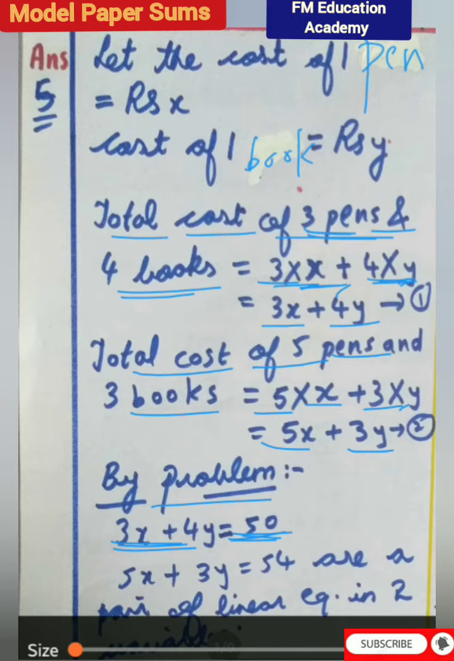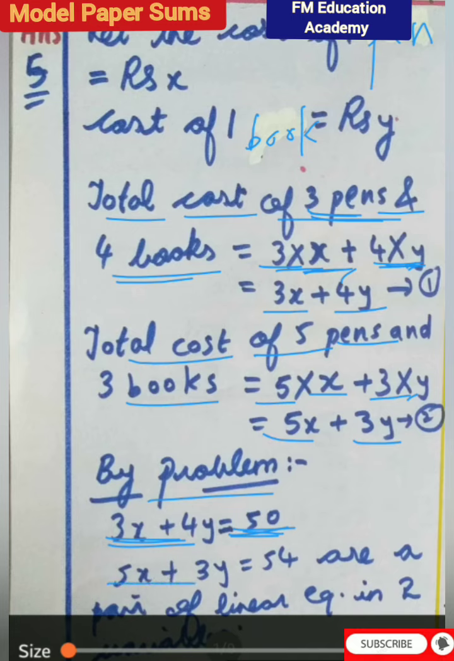Similarly, in the second statement, it gave us the cost of 5 pens and 3 books is 54. So we can write the equation as 5x plus 3y is equal to 54. So what are our two equations? 3x plus 4y is equal to 50 and 5x plus 3y is equal to 54.